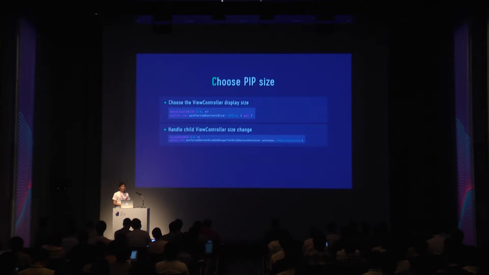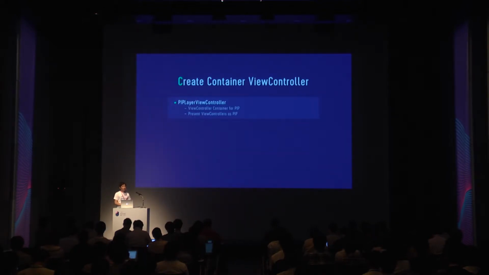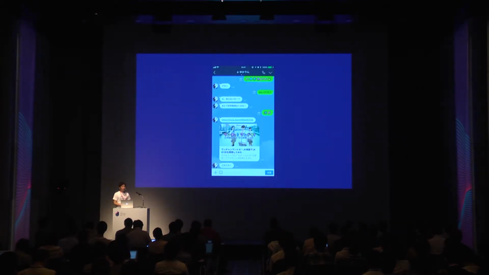When you change the child view controller's preferredContentSize, that change is notified to the parent view controller. The benefit of using this preferredContentSize is that when it does change, you can receive the change notice and override it. So we developed the PIP layer view controller, and to show the PIP, addChildViewController is used to show the PIP view controllers.